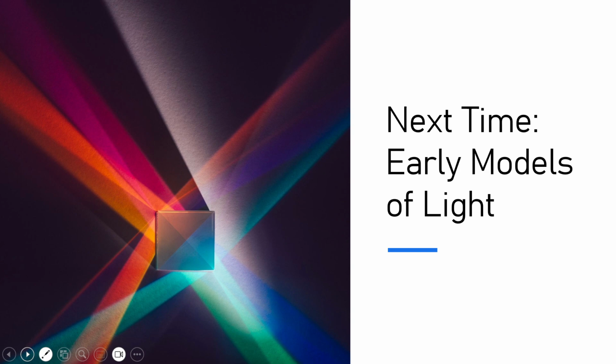So that takes us to the end of this video. In the next one, we're going to start looking at inquiry question 2, which is all about the wave model of light. And we're going to be talking about some different kinds of early models that were competing at that time. But until then, have a good one.